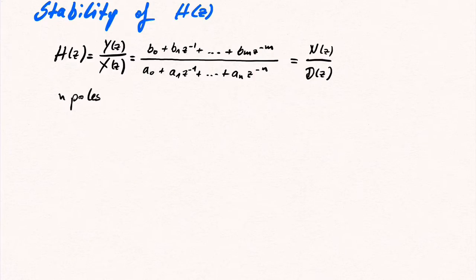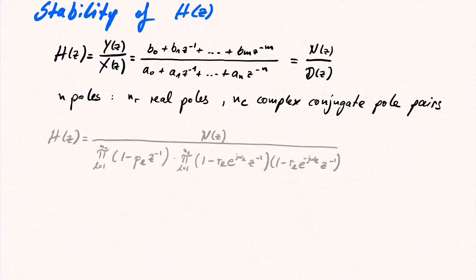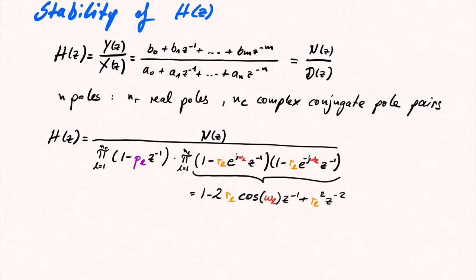Since the denominator is a polynomial in z of order n, the system has n poles, of which we assume that n_r are real poles and n_c are complex conjugate pole pairs. The characteristic polynomial D(z) can then be written as a product with one factor for each real-valued pole p_l and a factor for each complex conjugate pole pair, where the poles have absolute value r_l and phase plus and minus omega_l, which can be rewritten using Euler's formula.